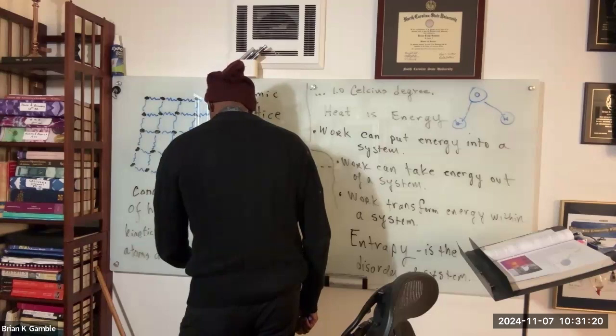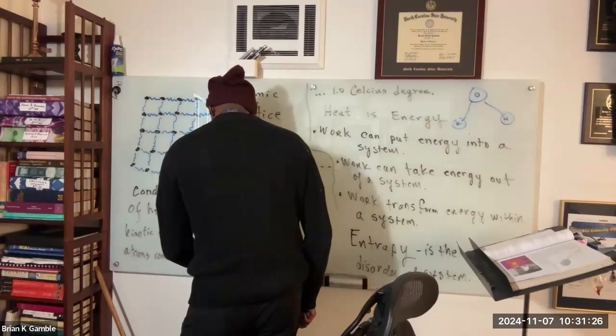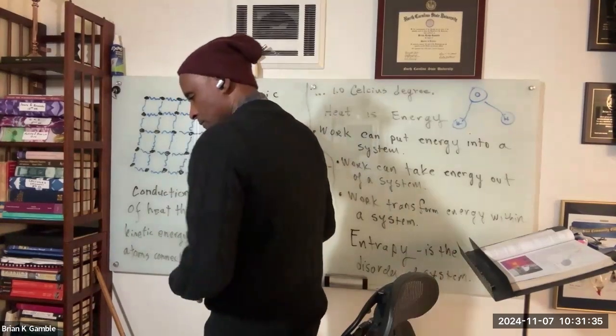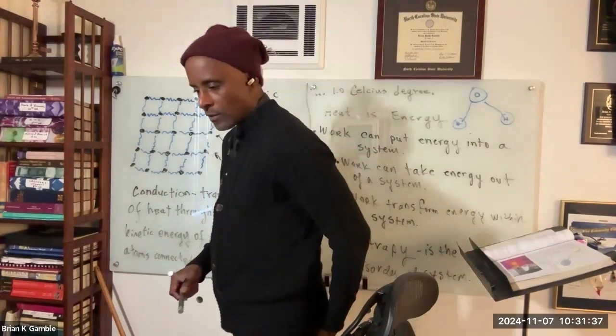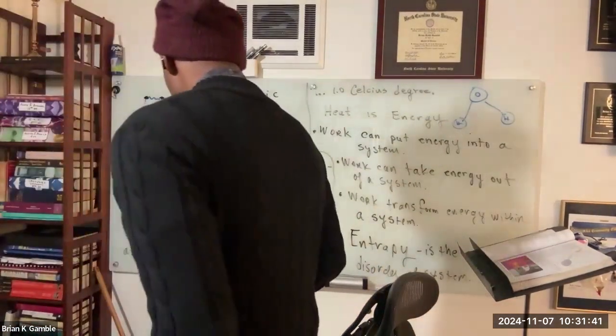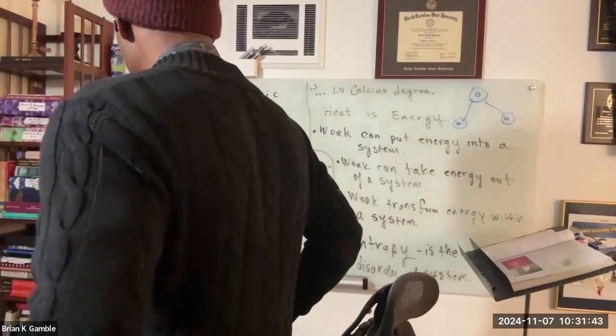Well, I'm going to say atomic bonds. I'm going to stay with the physics point of view. Atomic bonds. You could describe that chemically, molecularly, or physically. I'm choosing to do it physically.